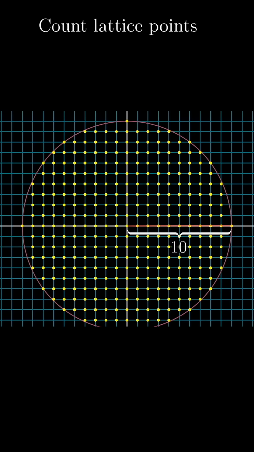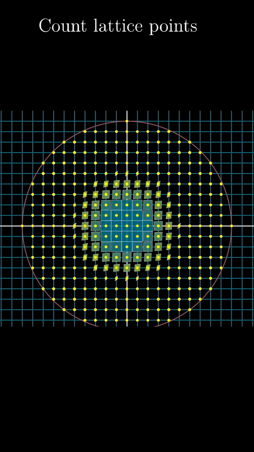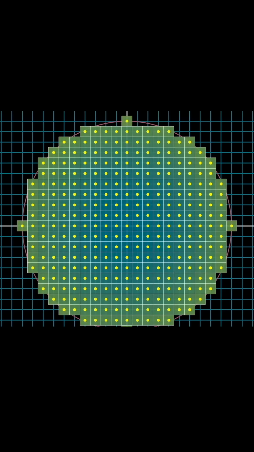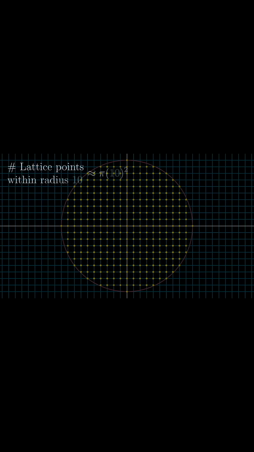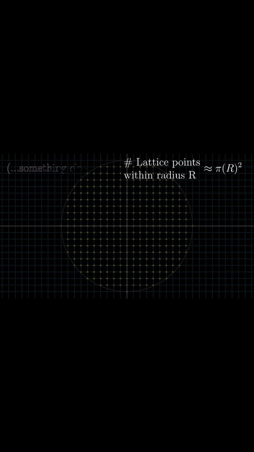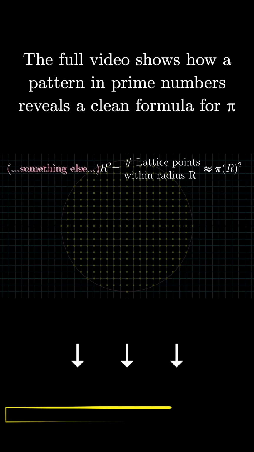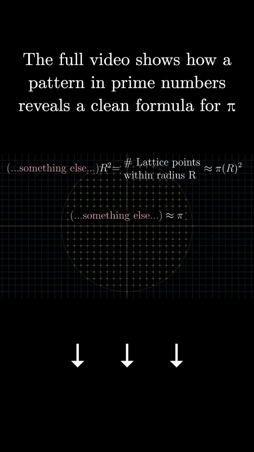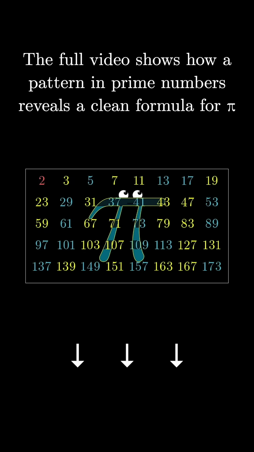Well, there's one lattice point for each unit of area, so the answer should be approximately equal to the area of the circle, pi r squared. What we're going to try to do is find a second way to answer this same question, how many lattice points are inside the circle, because that can lead to another way to express the area of a circle, and hence another way to express pi.